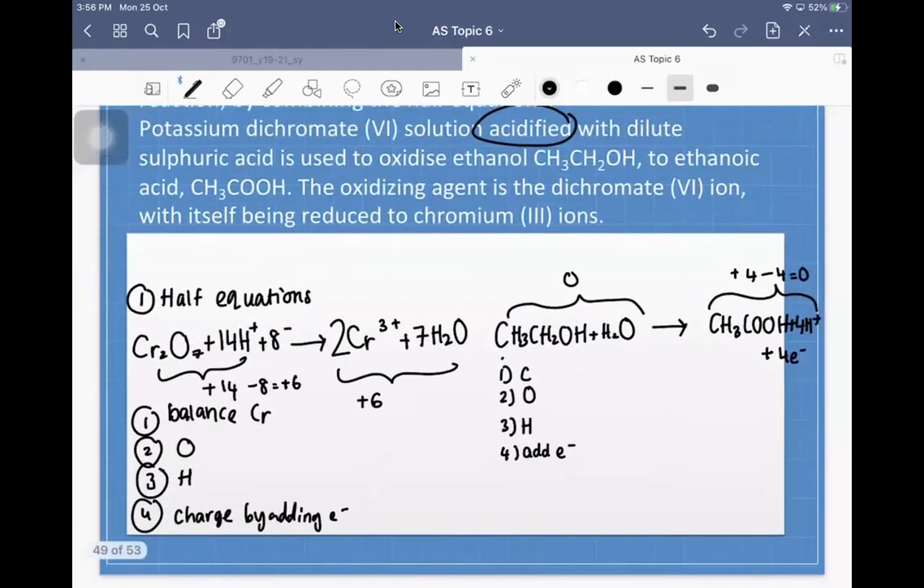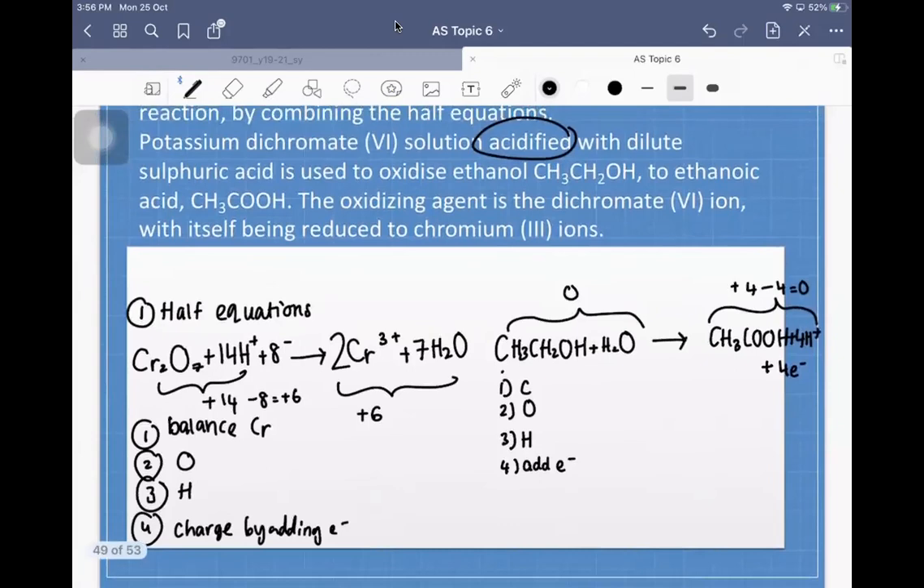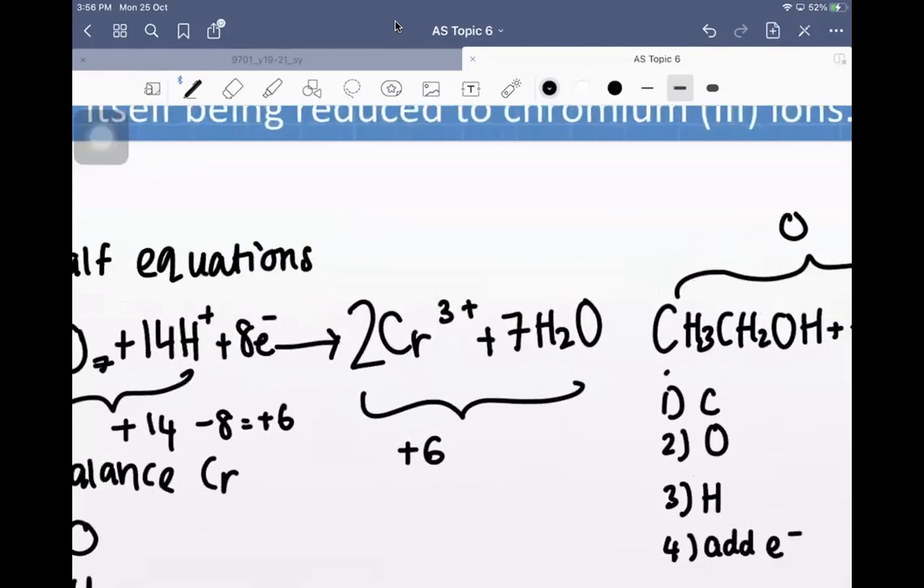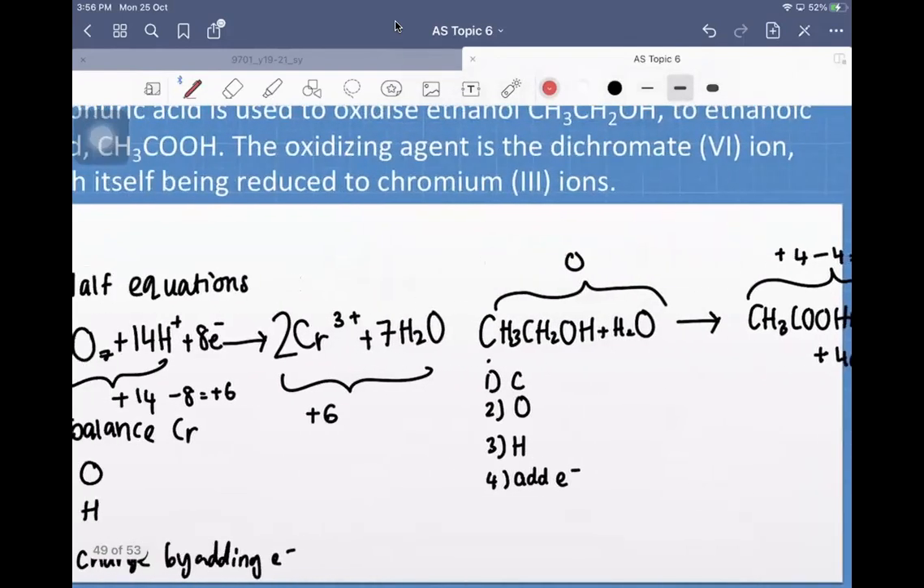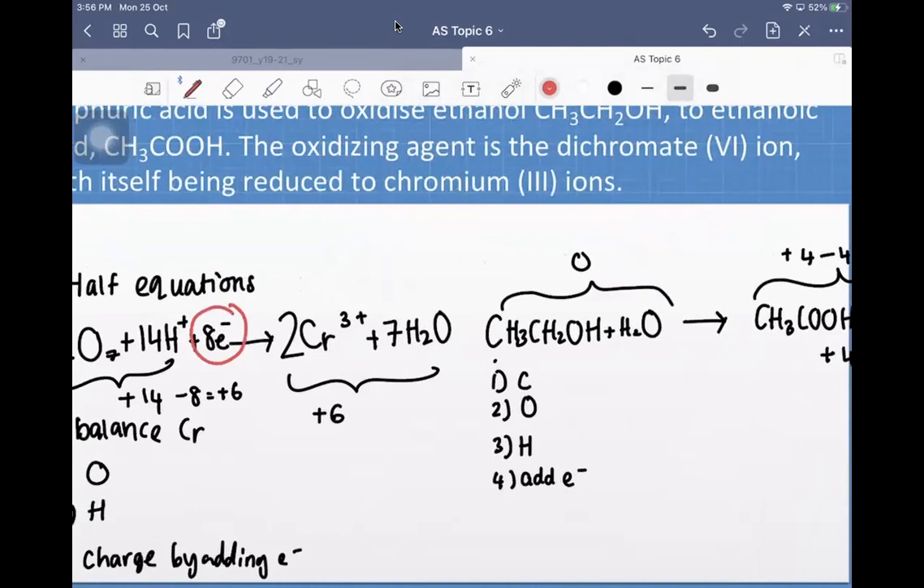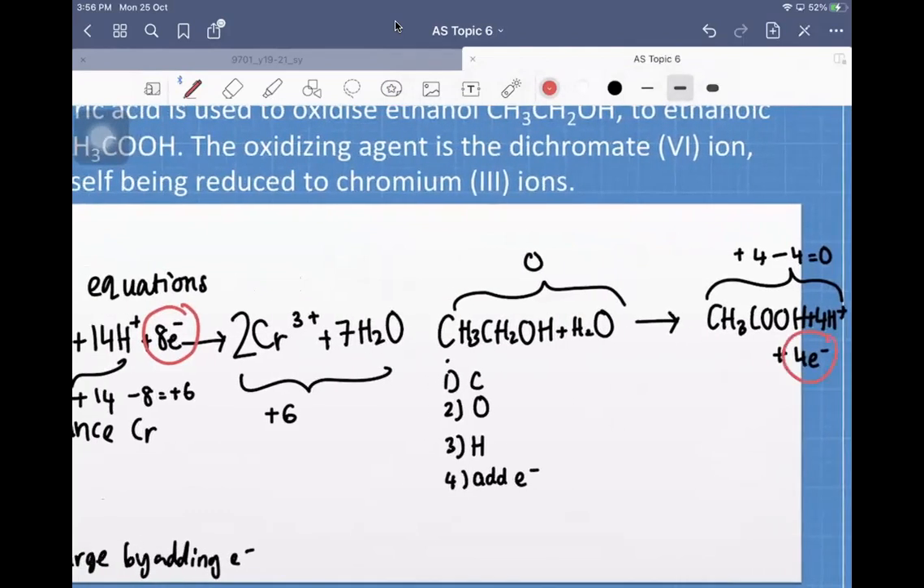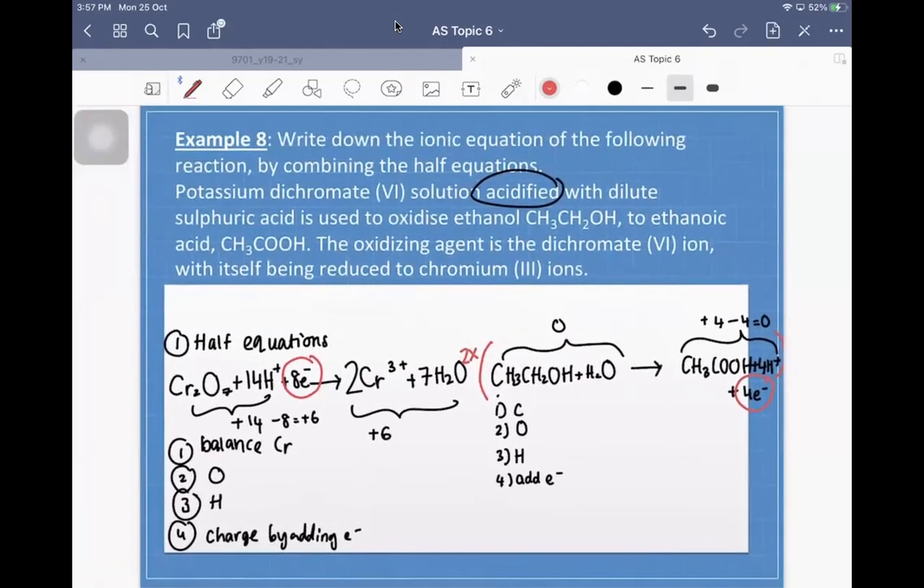Before I can combine this, I need to make sure that the number of electrons are the same. So can you see that I need to multiply? So here I've got 8 electrons and here I've got 4 electrons. So I need to multiply my oxidation reaction, which is the loss of electrons, by 2. How do I do that? 2 times.